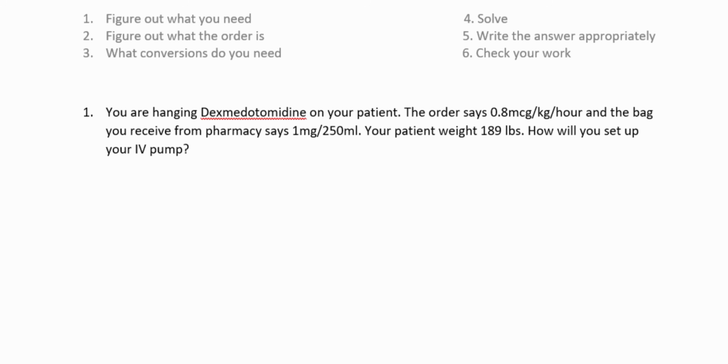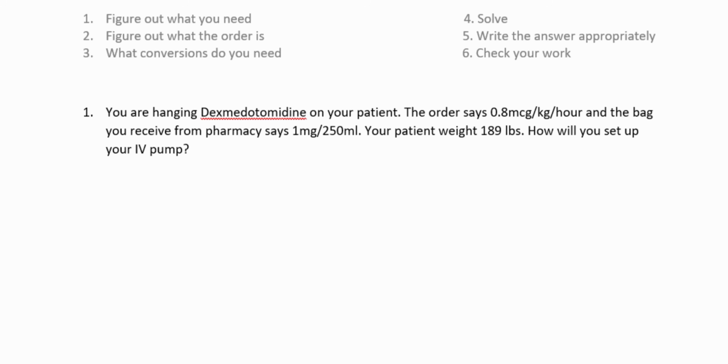Okay, now we're going to get a little bit more in depth with how we are going to do our IV pump, and we're going to do it based on weight. So you're hanging your dexamethasone on your patient. The order says 0.8 micrograms per kilogram per hour, and the bag you receive from pharmacy says 1 milligram per 250 mLs. Your patient weighs 189 pounds. How will you set up your IV pump?